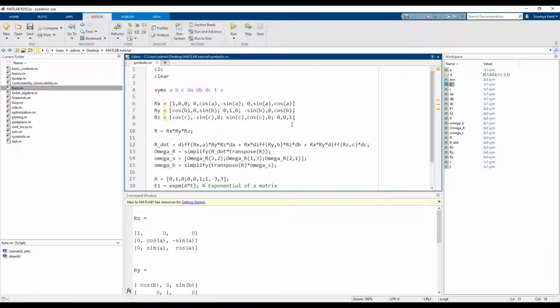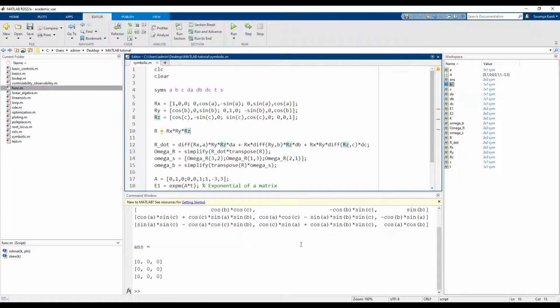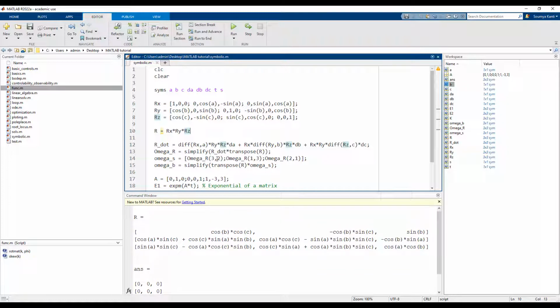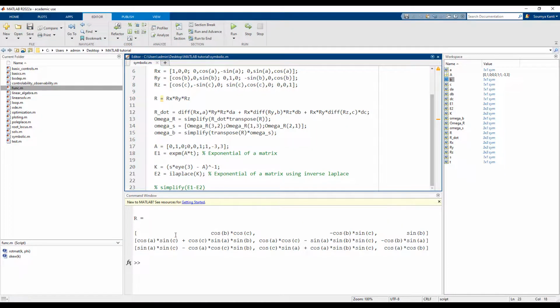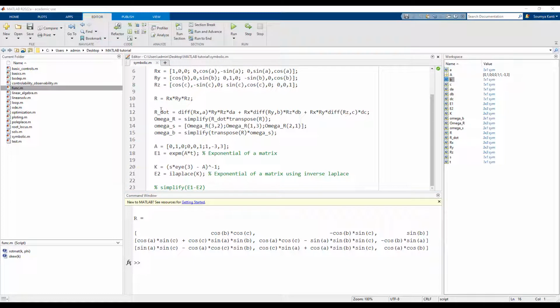Okay. So now suppose I want to multiply them. So that's what I have done here. So this is the combined rotation matrix. Okay. I'll just use this. So you can see this is the combined rotation matrix. So now if I want to find out what is r dot, we can't directly actually differentiate with respect to time. So what we do is we will do it sequentially.